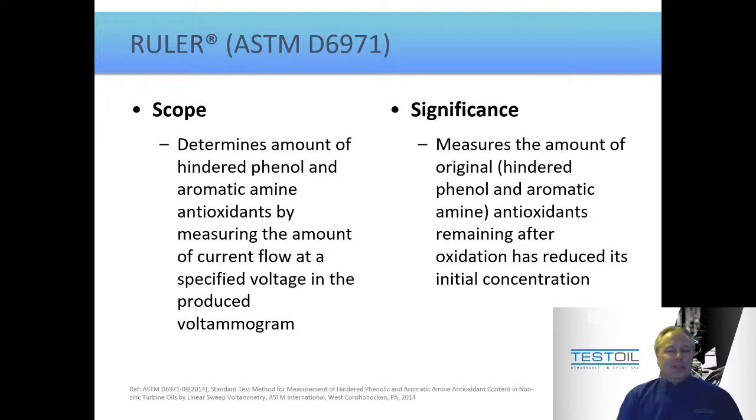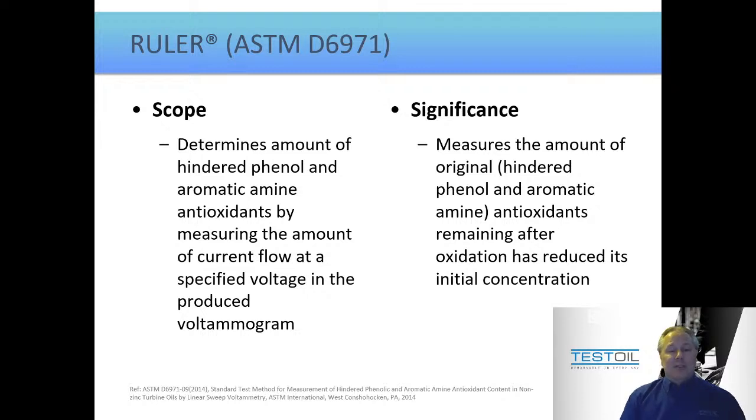But the issue is that with RULER, the scope and significance is quite a bit different. In this case, what we're trying to measure is the level of antioxidant additive in the oil. And if you think about it right away from that perspective, you realize that the acids from acid number are the byproducts of the degradation. RULER, just by its overall intent, is meant to measure the antioxidant level. So it's measuring the ability to fight this degradation. So right away, we're seeing basically two sides of the same coin.